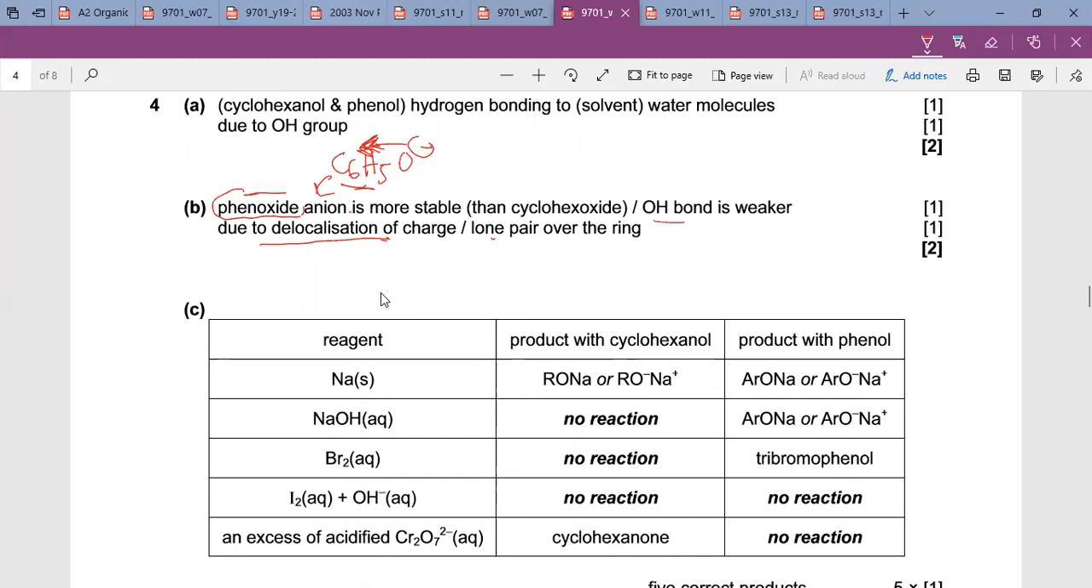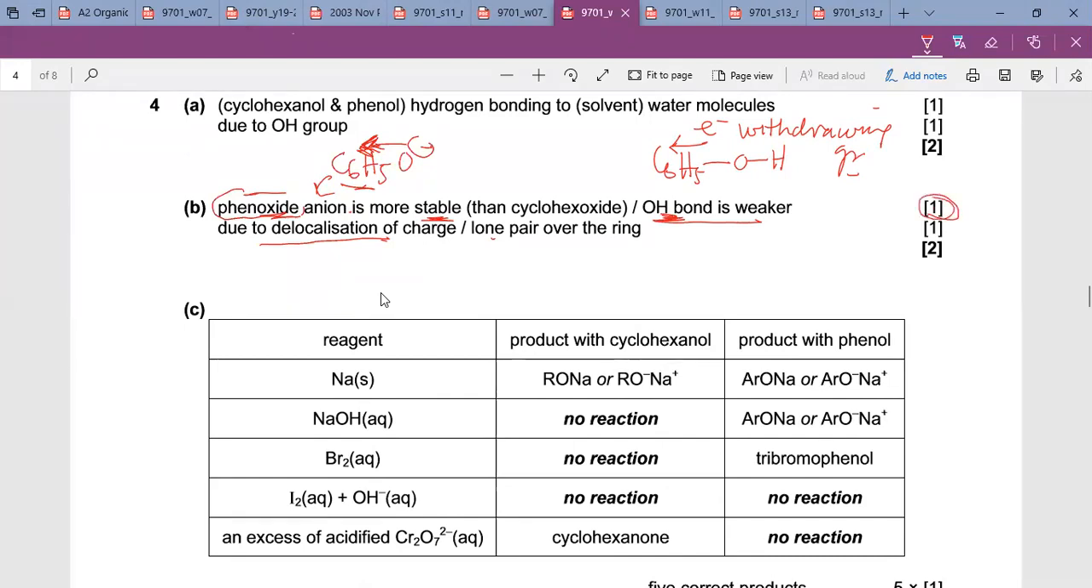The OH bond is weaker. Why? Because the C6H5 withdraws electrons, it is an electron withdrawing group. So you can use the stable phenoxide ion, or you can use the OH bond is weaker. Either way is 1 mark.